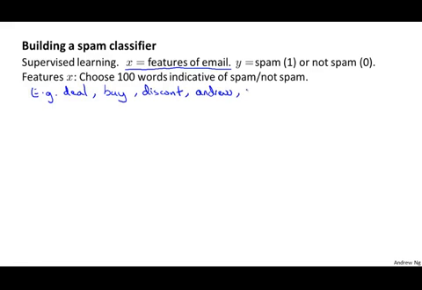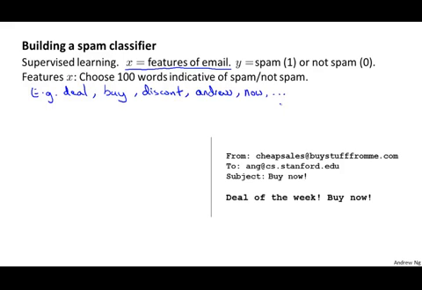And maybe for some reason I think the word now may be indicative of non-spam because I get a lot of urgent emails, and so on, and maybe we choose 100 words or so. Given a piece of email, we can then take this piece of email and encode it into a feature vector as follows. I'm going to take my list of 100 words and sort them in alphabetical order, say. Doesn't have to be sorted, but here's my list of words, and so on, and eventually I'll get down to now, and so on.